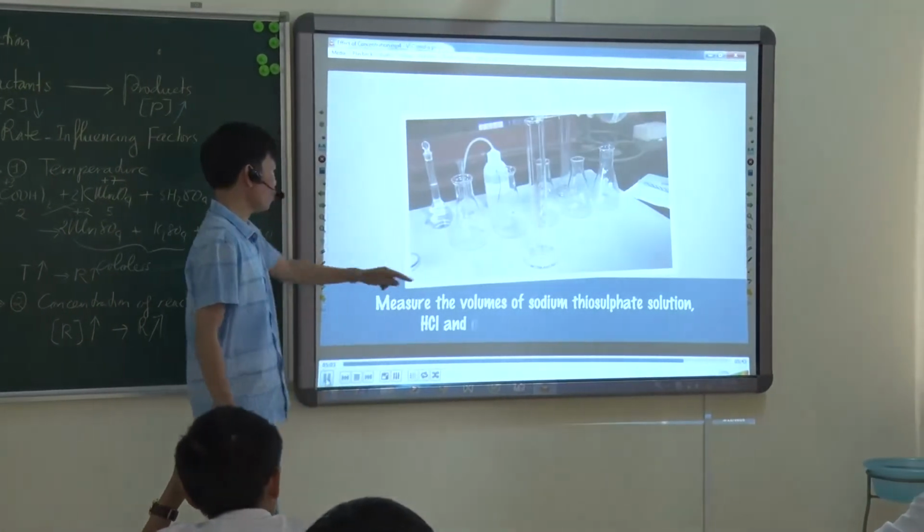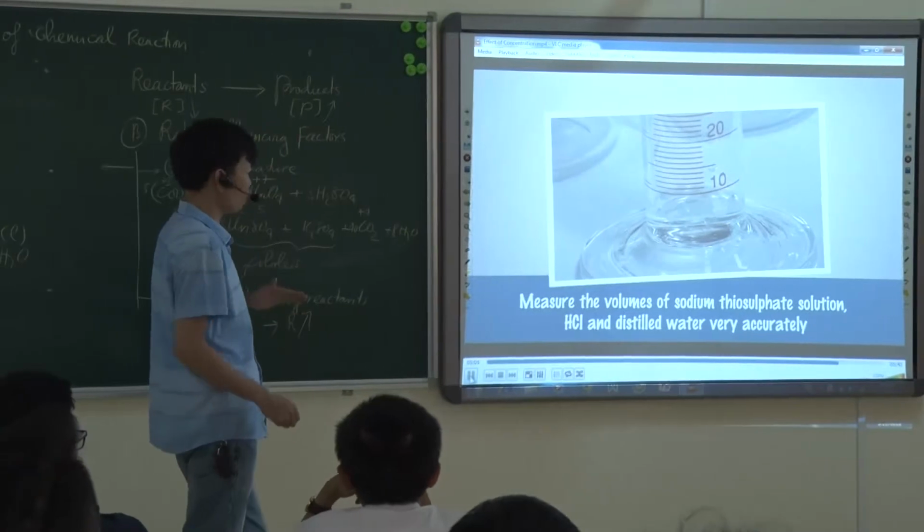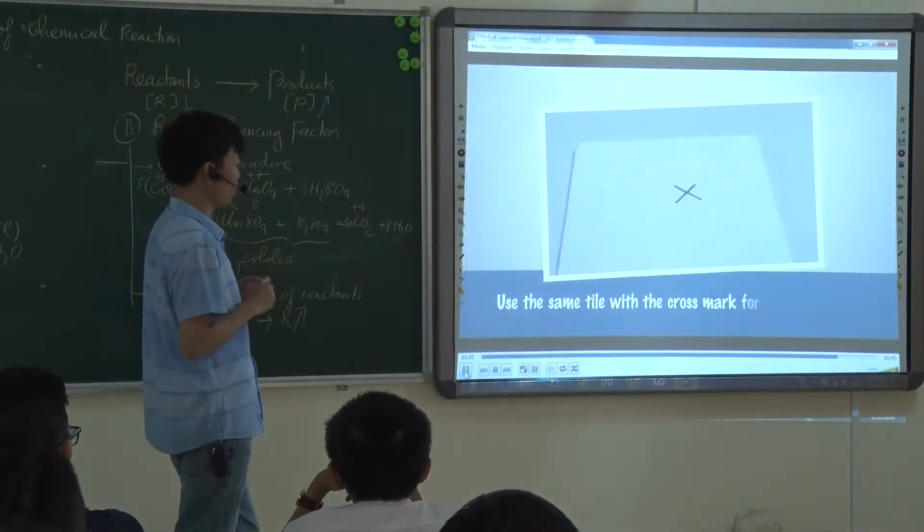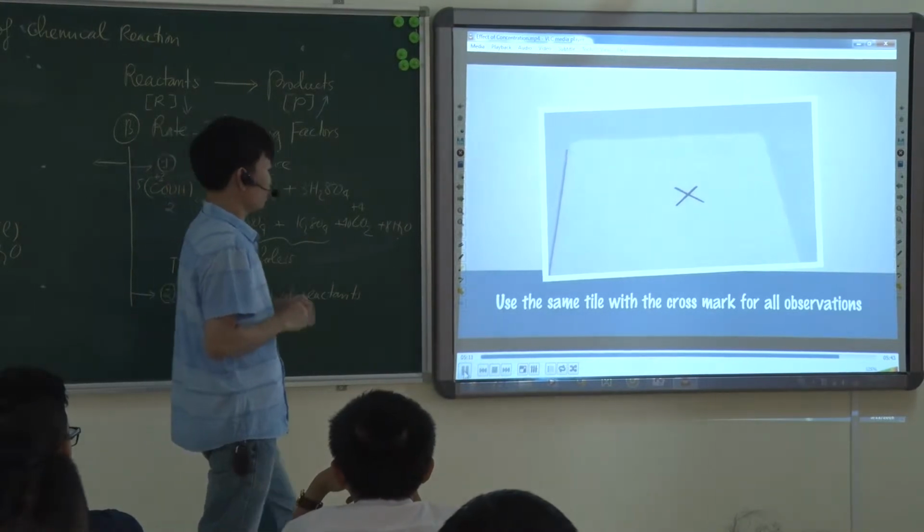Okay. Measure the volume of the sodium thiosulfate solution, hydrochloric acid, and distilled water very accurately. The same.